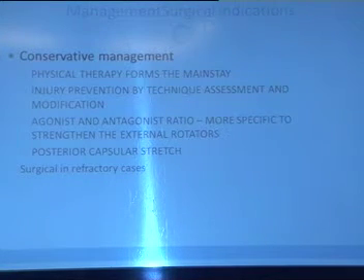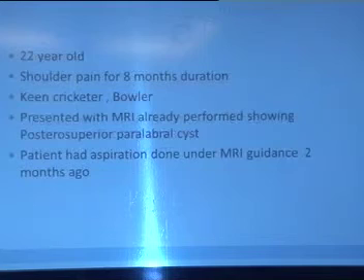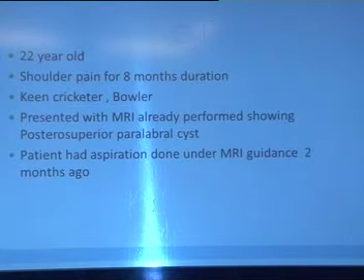I have done it in only two or three patients, where one is a 22-year-old who came with shoulder pain of 8 months duration, a keen bowler. He came with the MRI already showing a paralabral cyst, along with a posterior superior labral tear. So they had already done an aspiration outside, which doesn't work normally because there is a labral tear which needs addressing, not the cyst needing drainage.